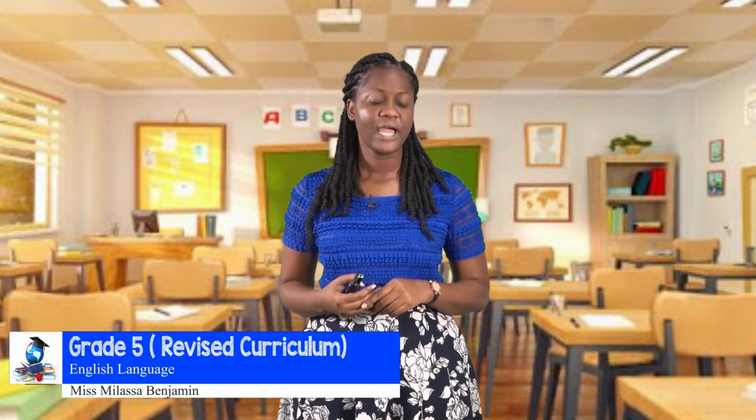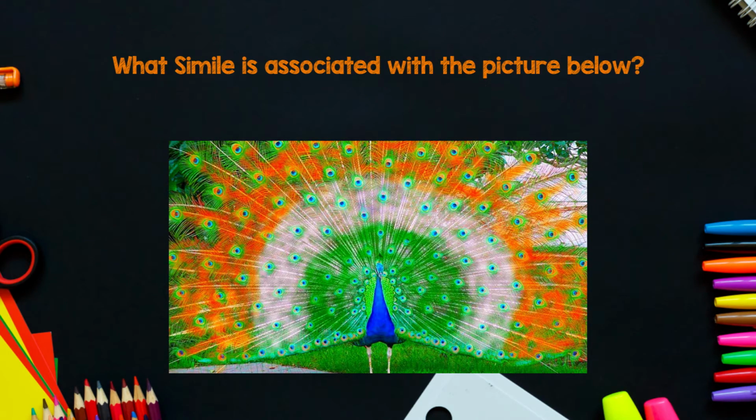So let's get into an exercise. Here, we're being asked what simile is connected to each of the pictures. Let's take a look at each picture and derive the suitable simile associated with it. The first picture here is that of a peacock. What simile is associated with this animal?